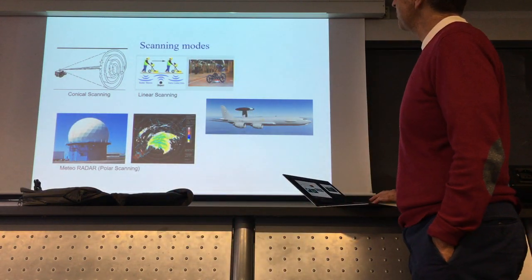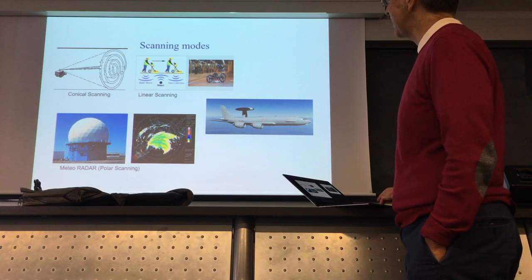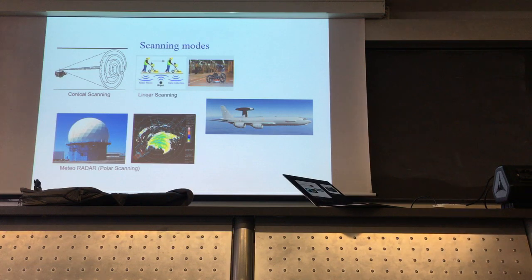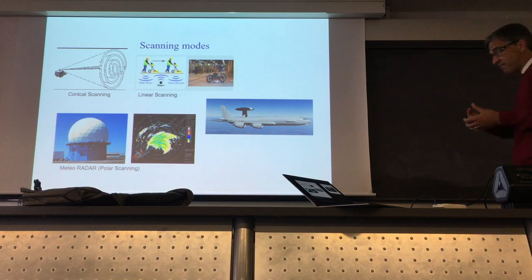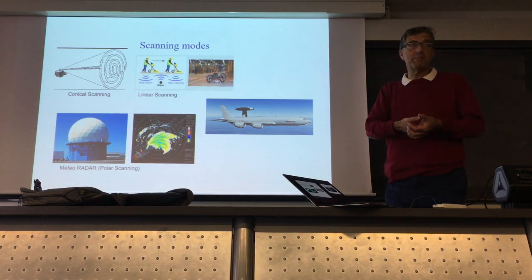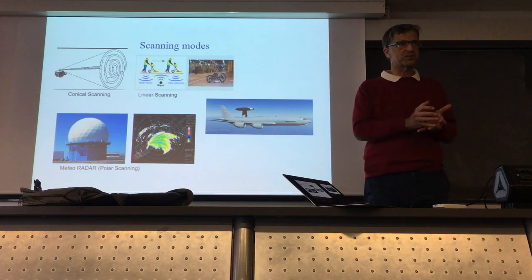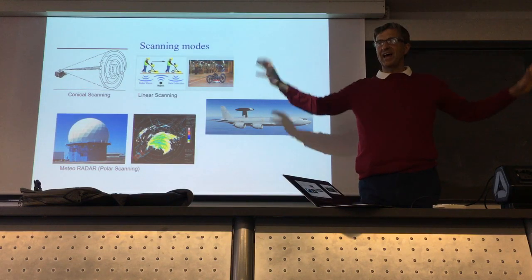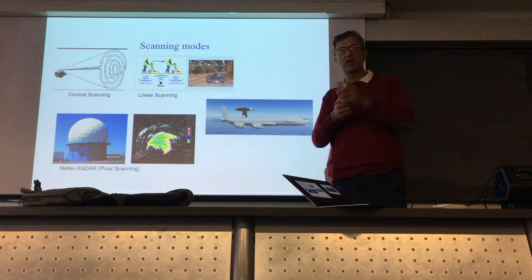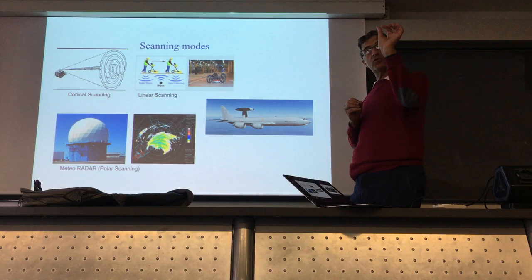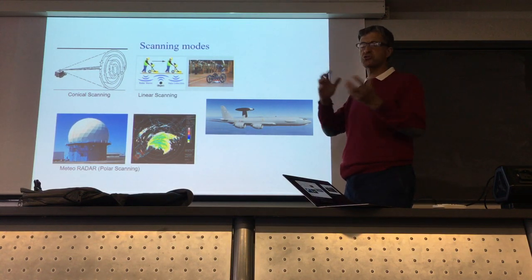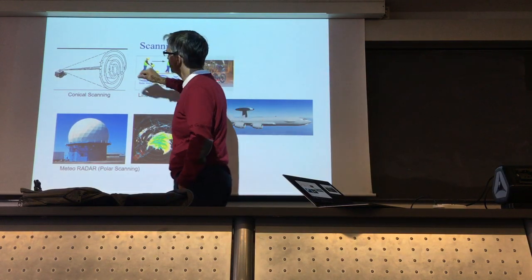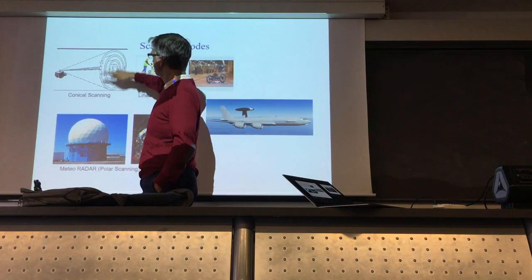So here you see the scanning modes. I have taken many different ones. Of course, scanning comes from the fact that you have a very directive beam and you want to observe the entire space. So you have to move the beam in order to make a complete picture of the space, because you can only illuminate one small dot at a time. One way to scan, which I didn't discuss, is to do a conical scan.